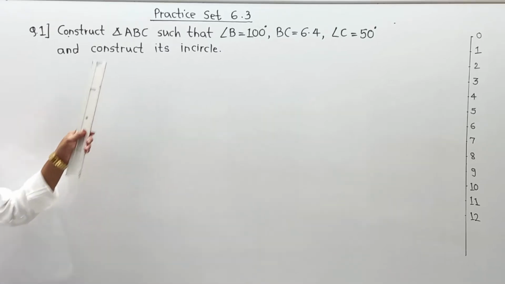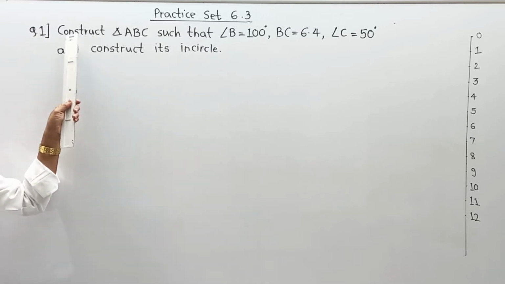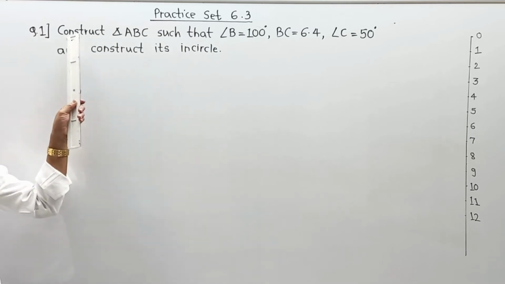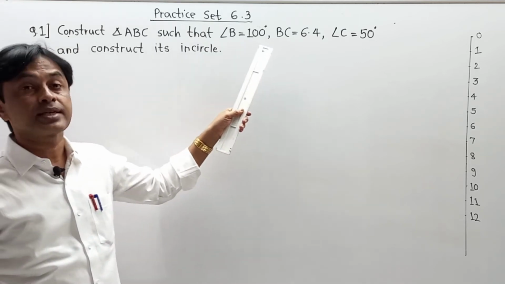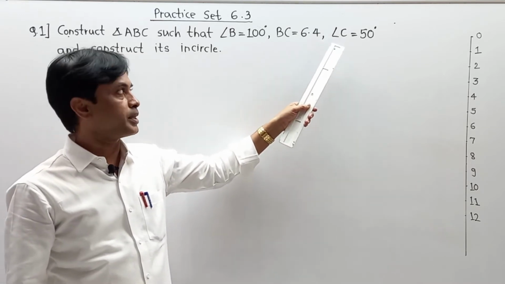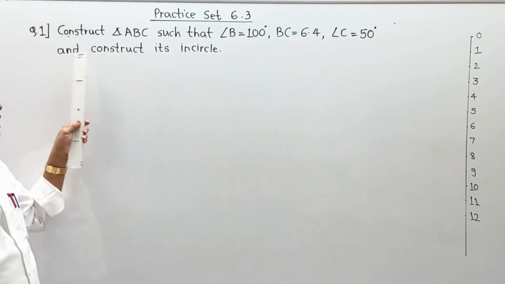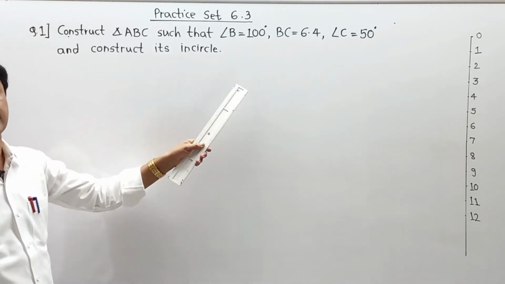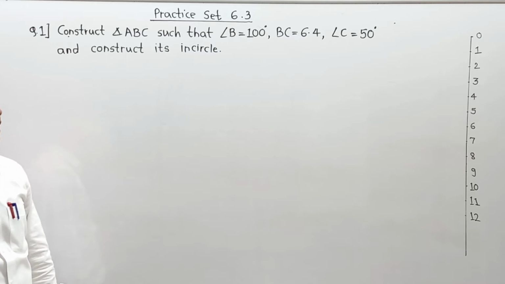So this is practice set 6.3, numerical number 1: construct triangle ABC such that angle B is 100 degrees, BC is equal to 6.4 centimeters, and angle C is equal to 50 degrees, and construct its incircle. Means we have to draw a circle which touches all three sides internally to the respective triangle.